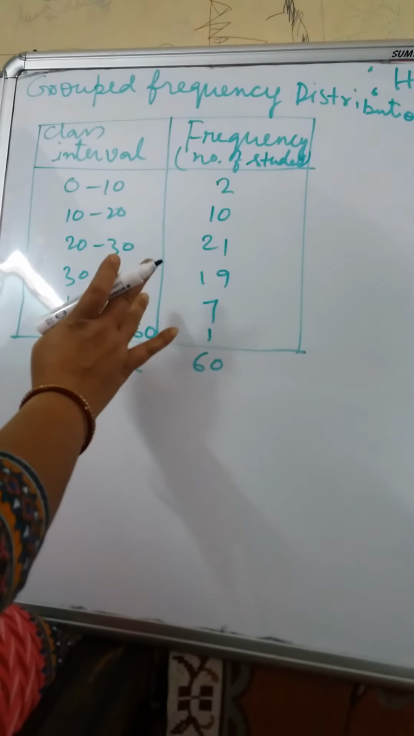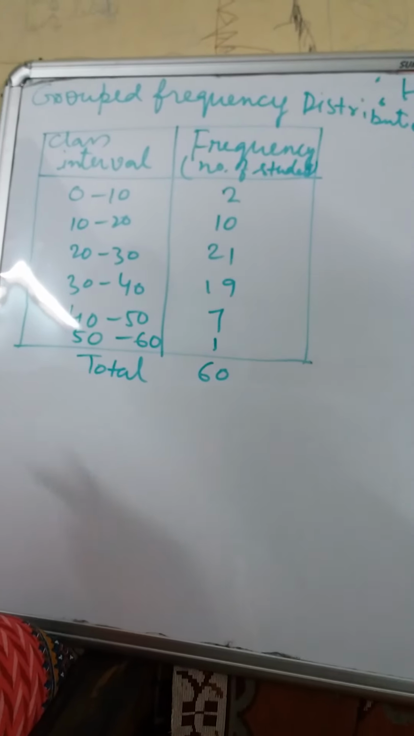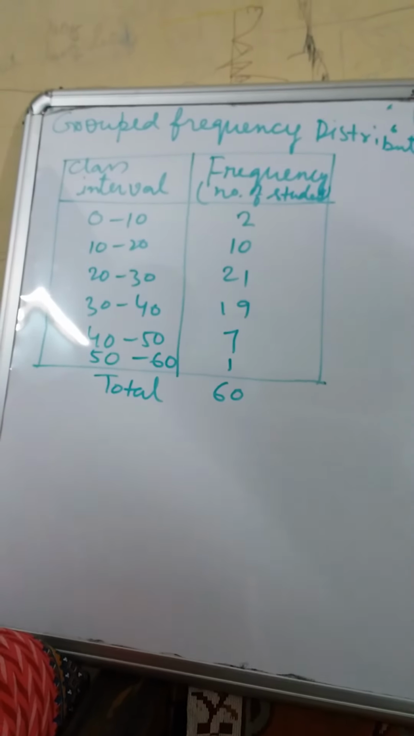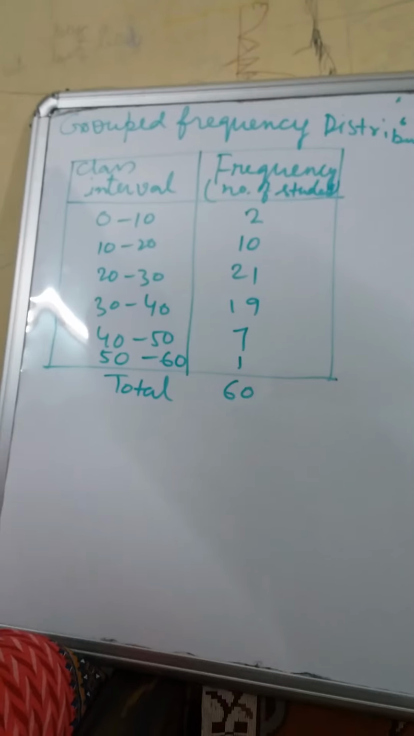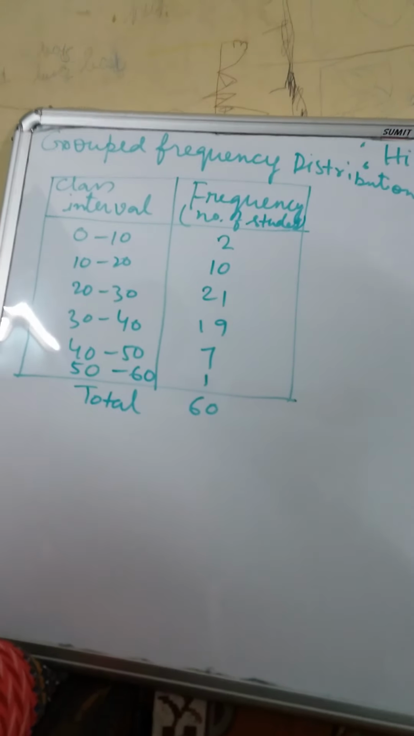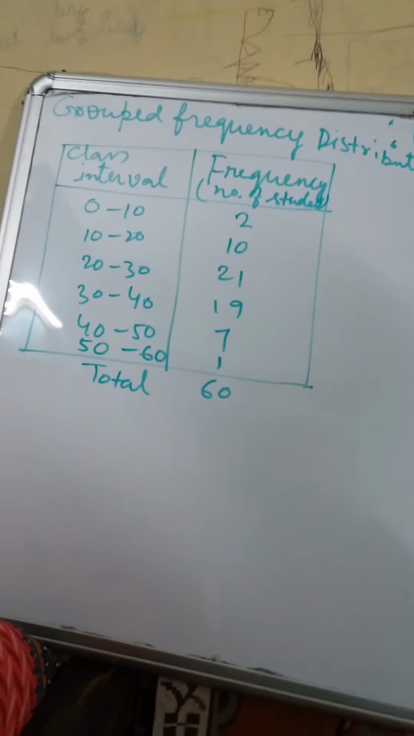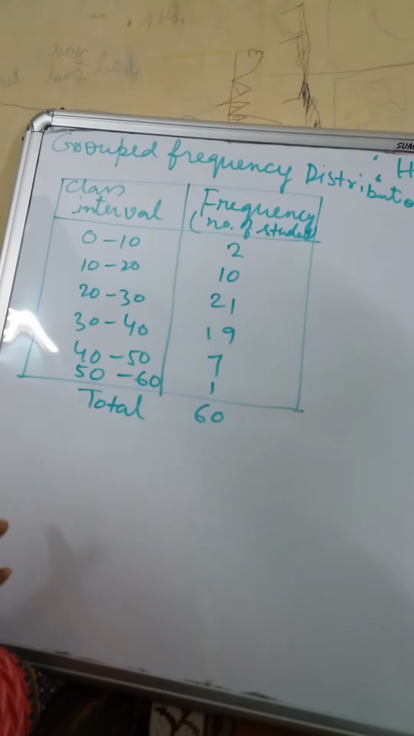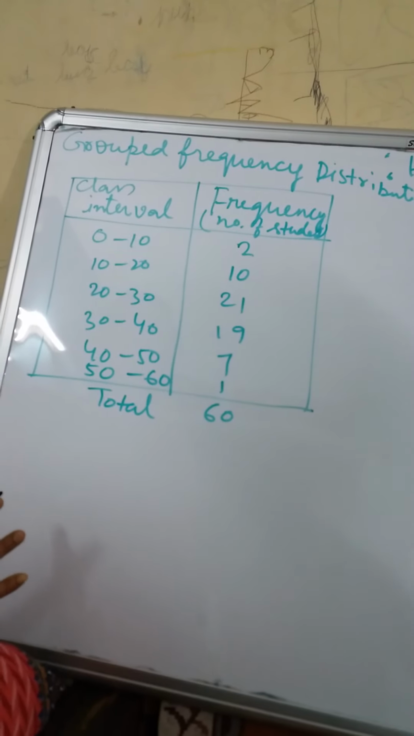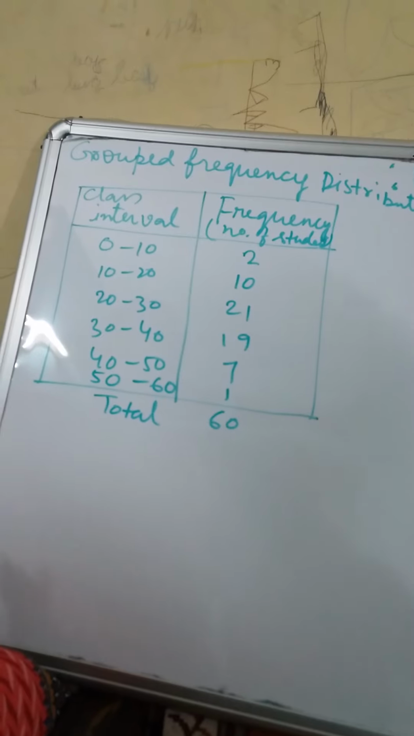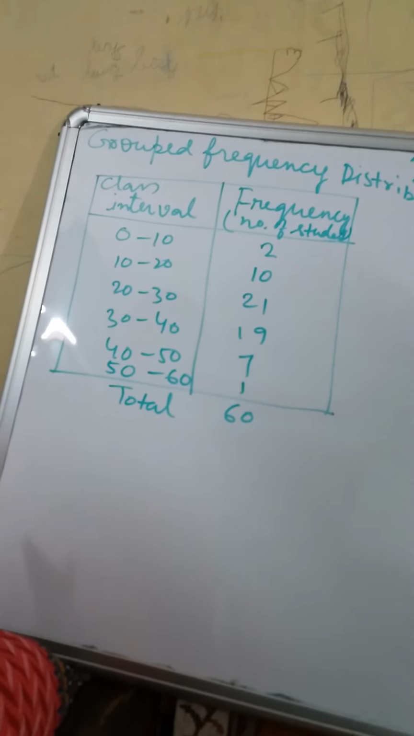If that data is represented in group frequency distribution, okay, so how will the graph look, or how will the bar look? Now we will learn how to represent this group data on a graph.